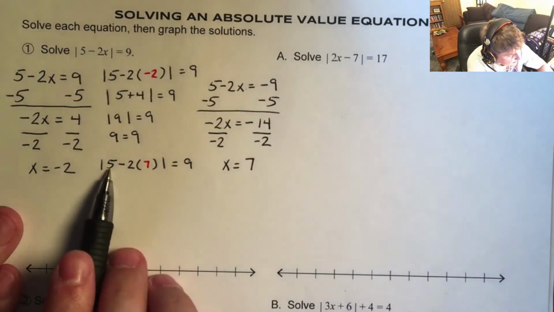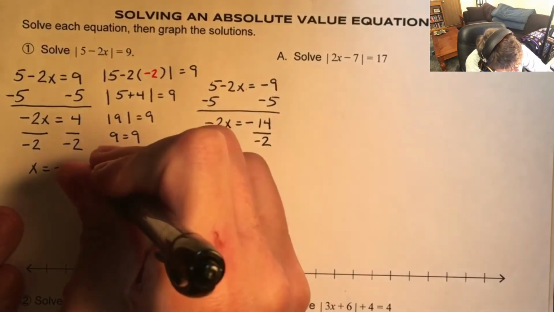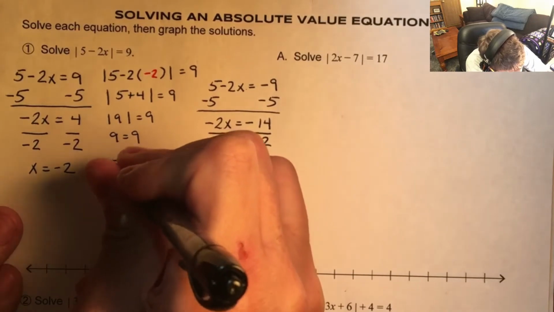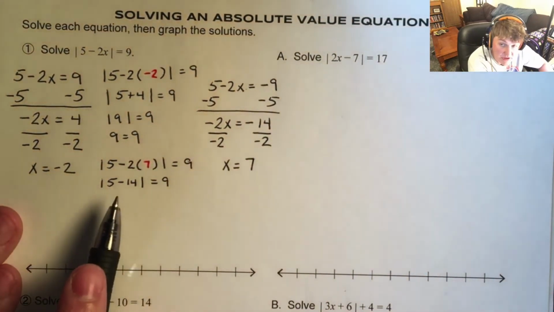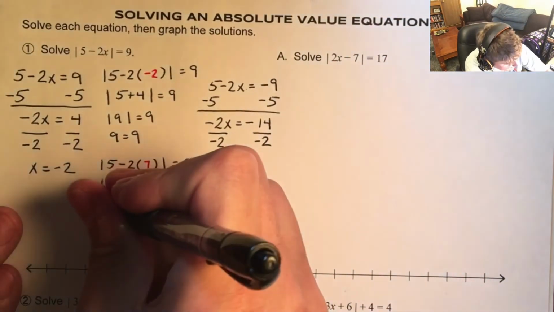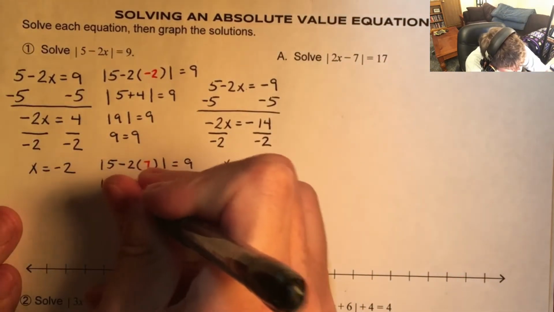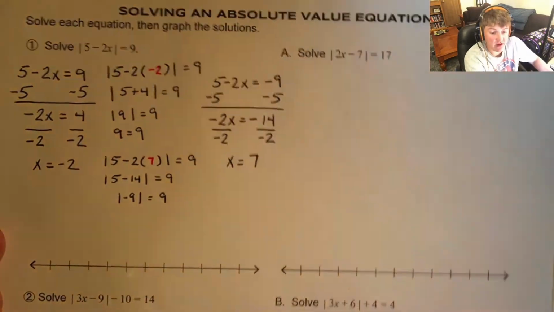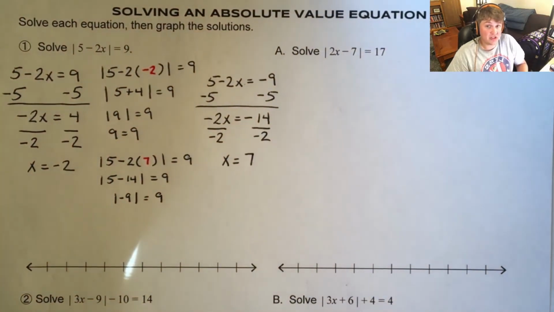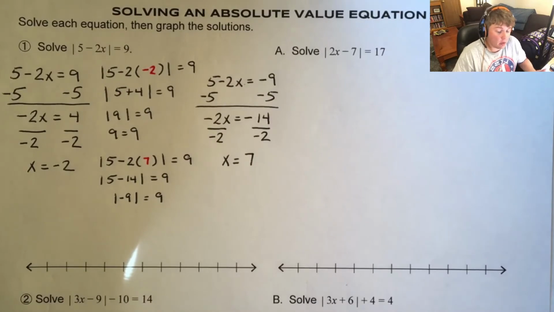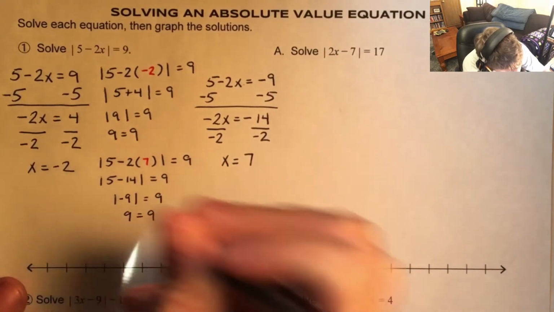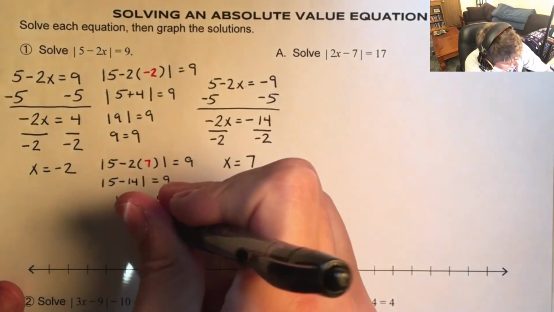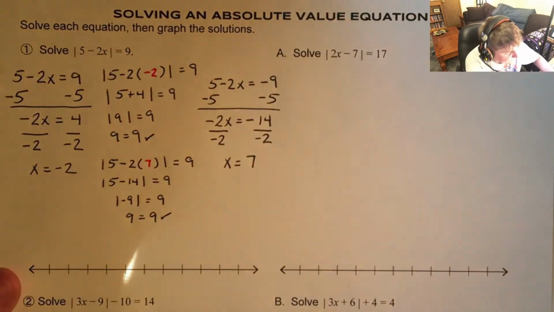Okay, so here I get 5 minus 14, absolute value is equal to 9. So 5 minus 14 is negative 9, so I get the absolute value of negative 9 is equal to 9. What is the absolute value of negative 9? Same question as asking how far away is negative 9 from 0? Well, it's 9 units away. So 9 is equal to 9. So this checks out. This checks out here. This checks out here.